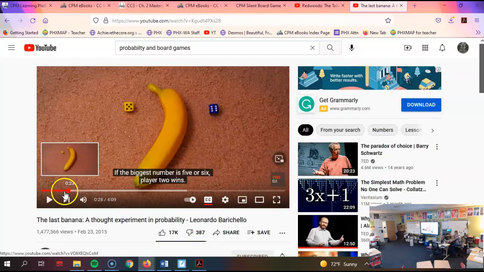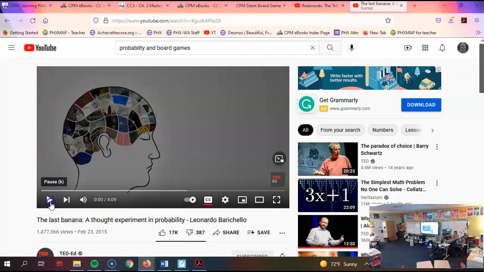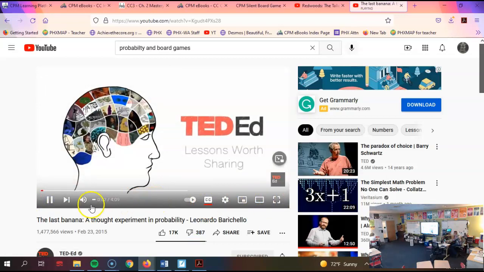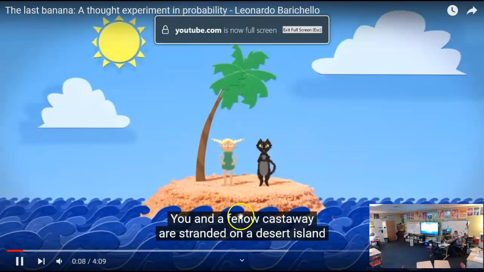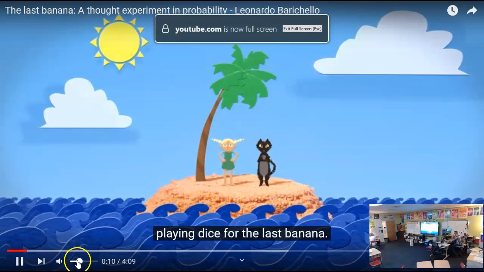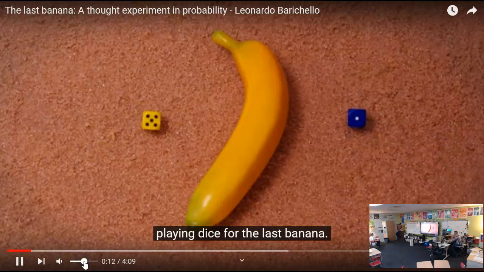Also, why do you have dice on a dozen? Every time I go sailing, I take dice with me. In case you get stranded? Yeah. You and a fellow castaway are stranded on a desert island, playing dice for the last banana.